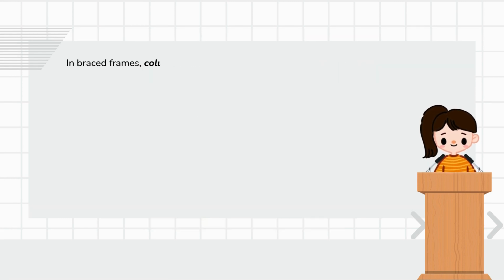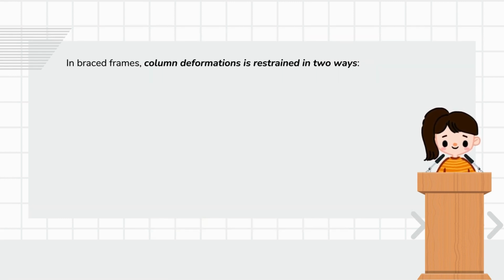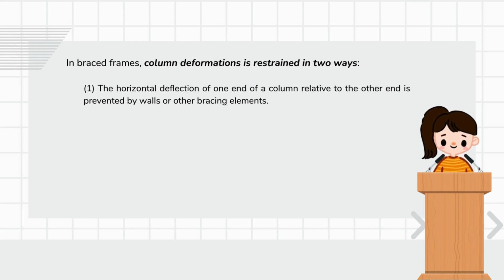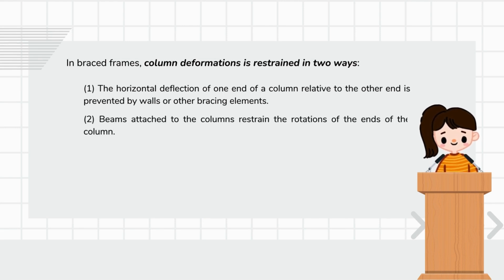In braced frames, column deformation is restrained in two ways. The first way is the horizontal deflection of one end of a column relative to the other end is prevented by walls or other bracing elements. The second one is beams attached to the columns restrain the rotations of the ends of the column.